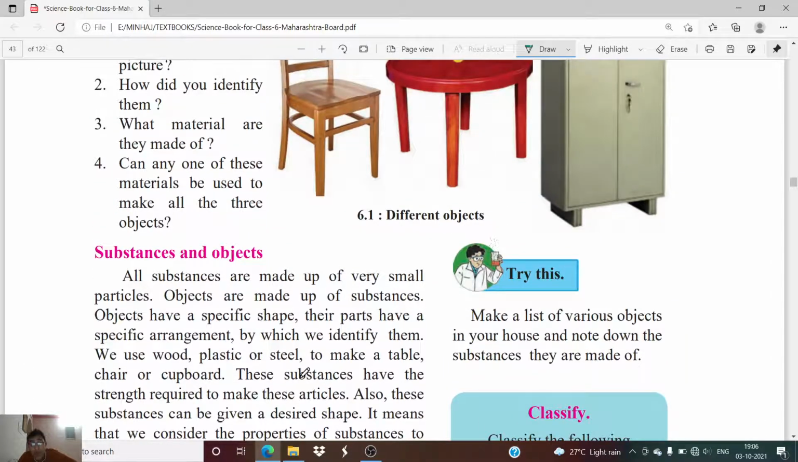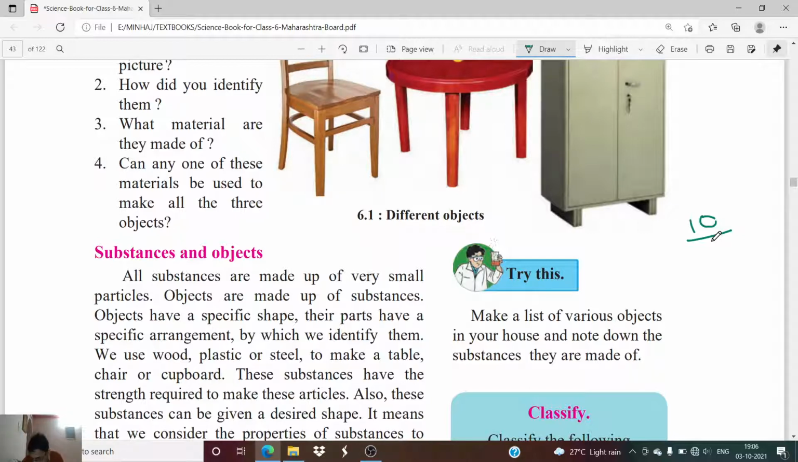Now you can make a list of various objects in your house and note down the substances they are made up of. So this is your homework. What you have to do, at least list out 10 objects. It can be chair, table, cupboard or anything else. Any object. Consider mobile phone or electrical wires, tube light or a mirror, and note down the substances by which they are made up of.